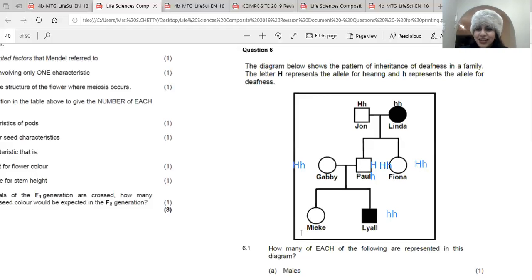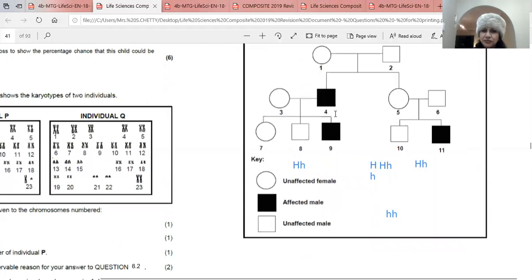Is that okay? So let's go through it one more time. Generally, in order to know the genotypes of the parents, look at the genotype of the children. If any of the children present with a recessive one, it's easy to work out that each of the parents had a small h. In this case, they gave you the genotypes of both. So let's go and look at one more question, my darlings.